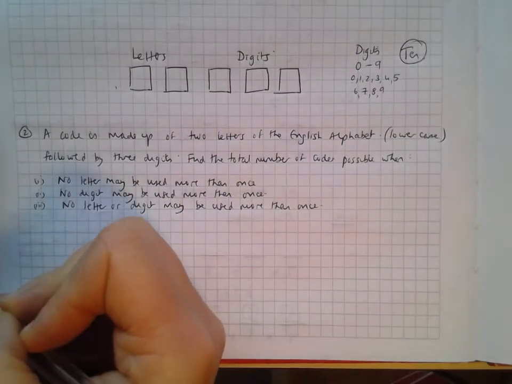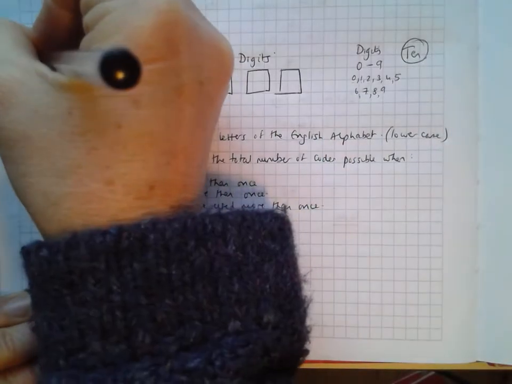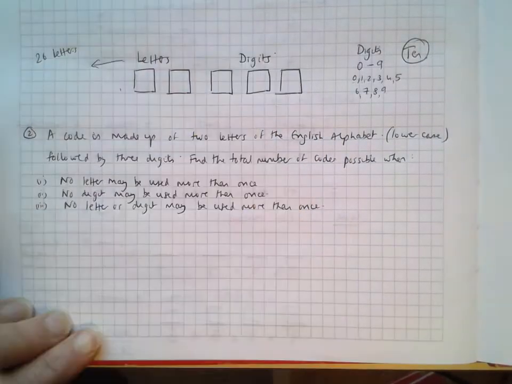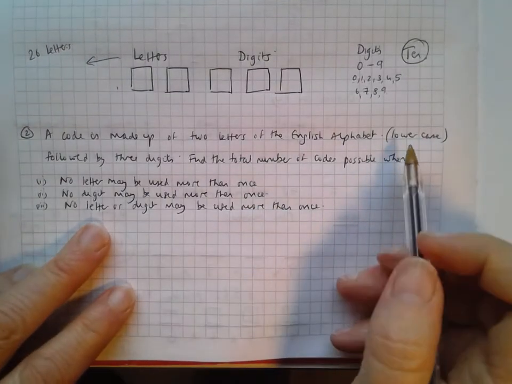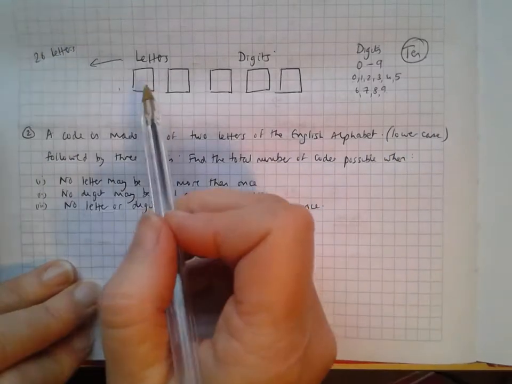Okay, 10 digits. And the 2 letters of the English alphabet. So for the alphabet, there's 26 letters. Now, I don't know why it insists that it's lowercase, it doesn't matter, followed by 3 digits. Okay, so 2 letters and 3 digits.